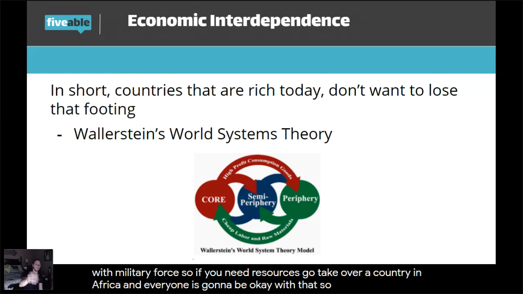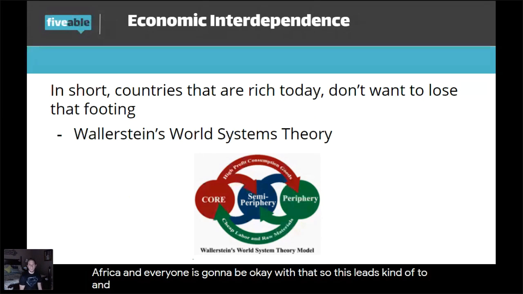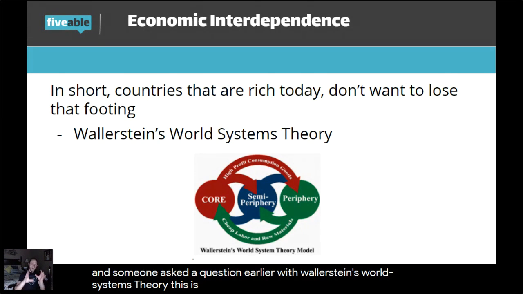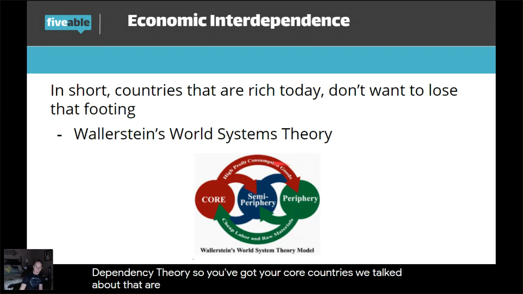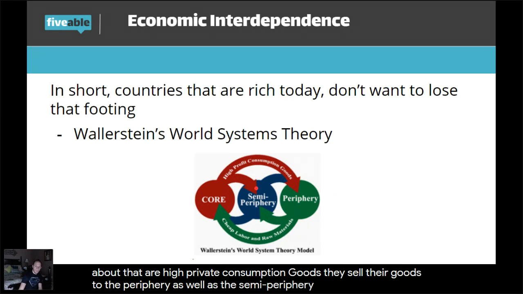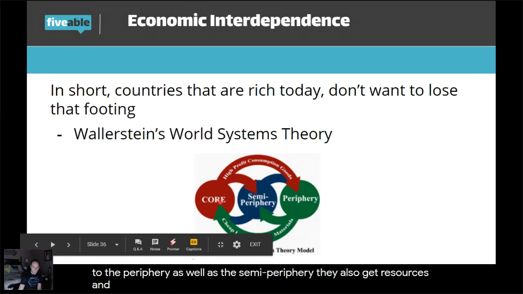So this leads to, and someone asked a question earlier about it, Wallerstein's world systems theory. This is a model that goes in conjunction with the idea of dependency theory. So you've got your core countries we talked about that have high-profit consumption goods. They sell their goods to the periphery as well as the semi-periphery. They also get resources and manufactured goods from the semi-periphery.